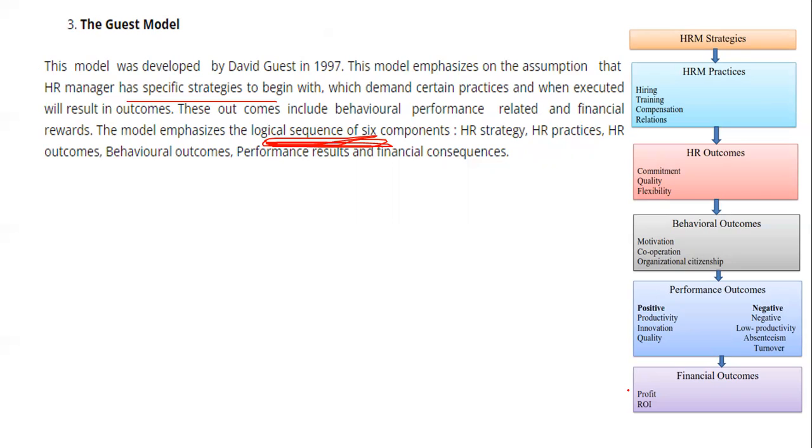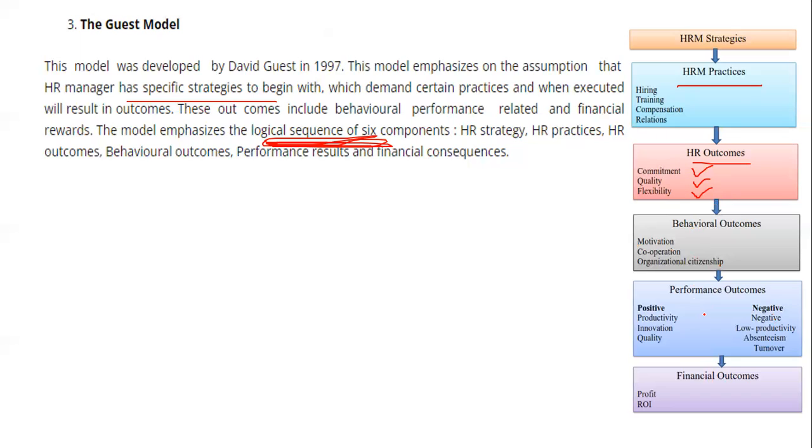Okay, so now let's see one by one. When we talk about the first in the sequence, HR practices, these are the practices of hiring the employees, training the employees, compensating the employees, and maintaining proper industrial relations, that is, productive industrial relations. Then coming to outcomes, in the form of commitment, quality, and flexibility, this will result in different outcomes.